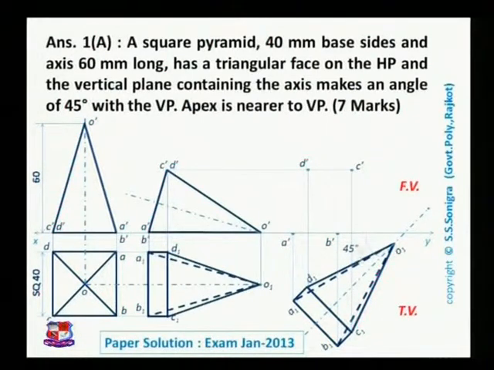And it is resting like this. Here it is mentioned that the apex is nearer to VP, hence we have to redraw this figure in such a way that the apex points towards the XY line like this. We cannot tilt this triangle on this side because the apex would be away from the XY line or away from VP. Now after knowing the position of A dash, B dash, C dash and D dash, let me find the position of point O.